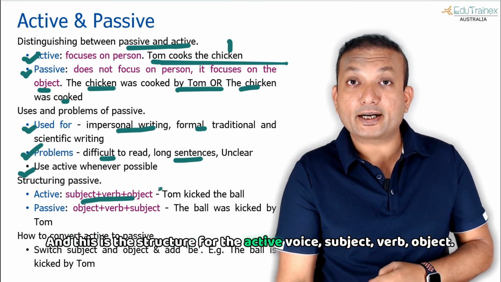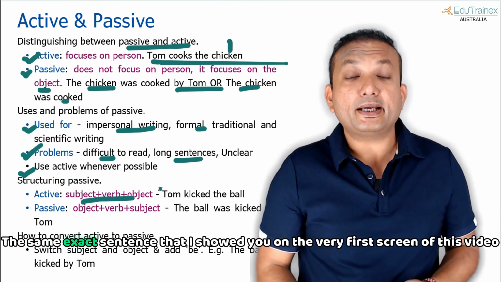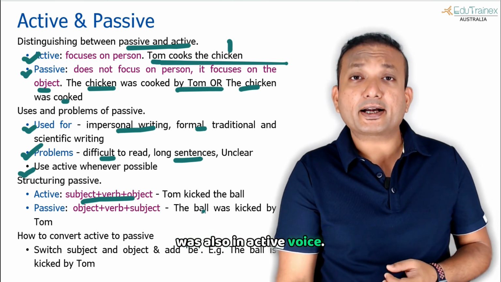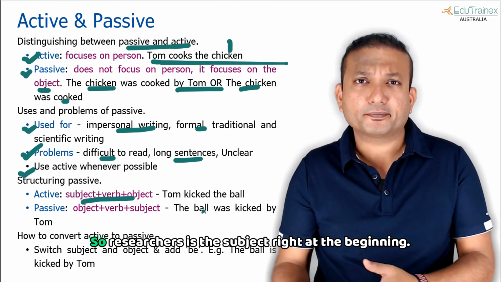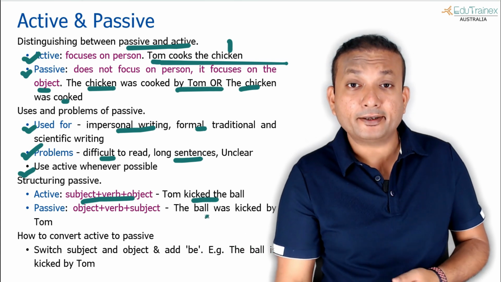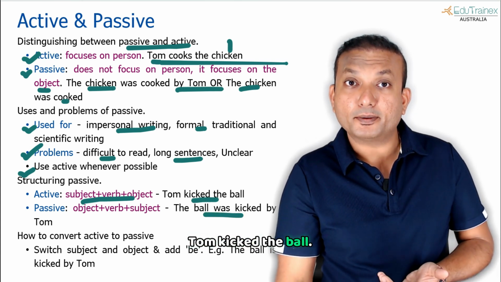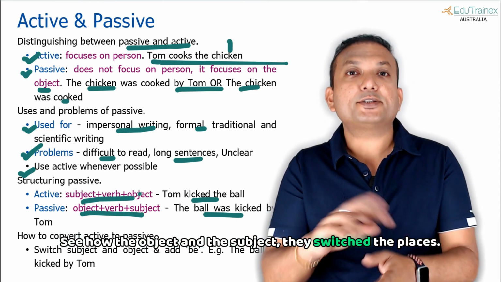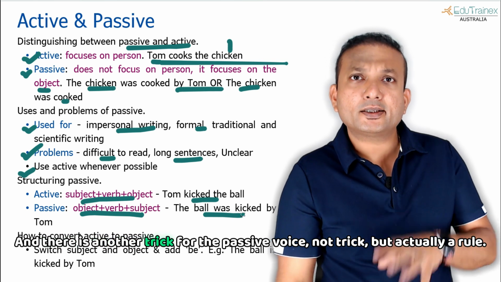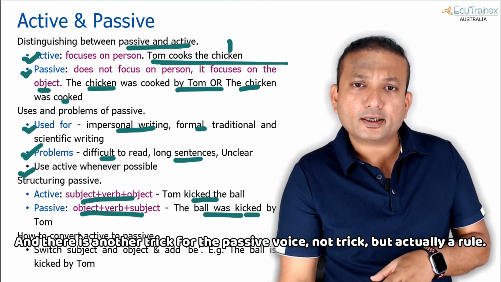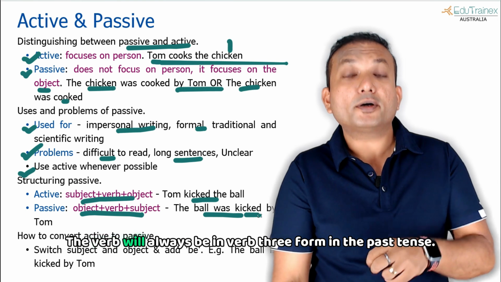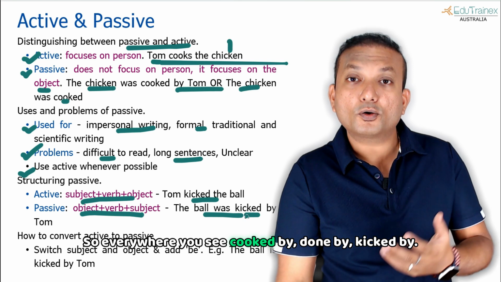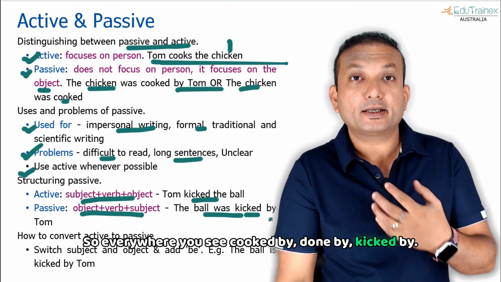And this is the structure for the active voice: subject, verb, object. The same exact sentence that I showed you on the very first screen of this video was also in active voice. Researchers have done something. So researchers is the subject right at the beginning. You can see some examples. Tom kicked the ball. The ball was kicked by Tom. See how the object and the subject switch places. And there is another trick for the passive voice, not a trick, but actually a rule. The verb will always be in the verb 3 form, the past participle. So everywhere you see cooked by, done by, kicked by.